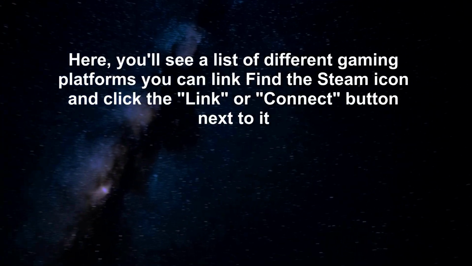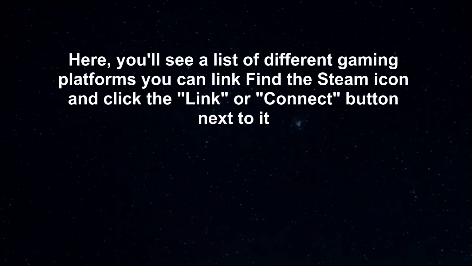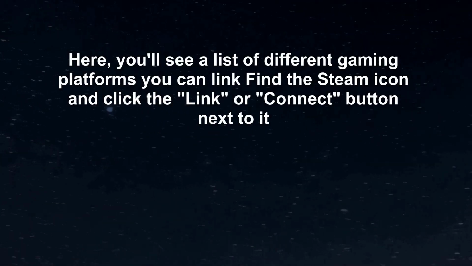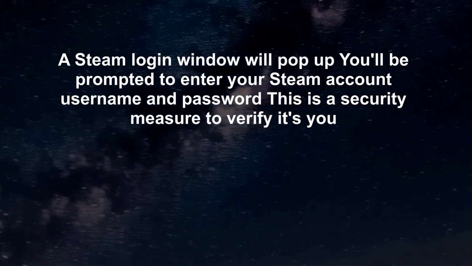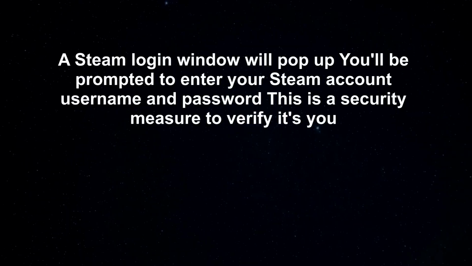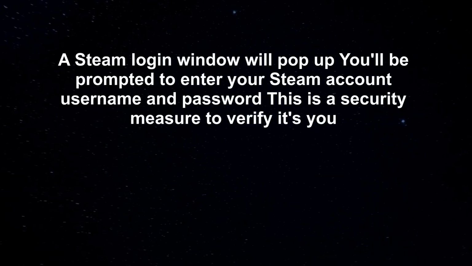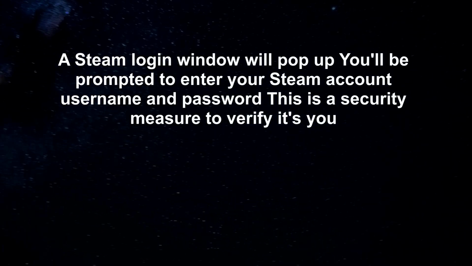Here, you'll see a list of different gaming platforms you can link. Find the Steam icon and click the Link or Connect button next to it. A Steam login window will pop up. You'll be prompted to enter your Steam account username and password. This is a security measure to verify it's you.